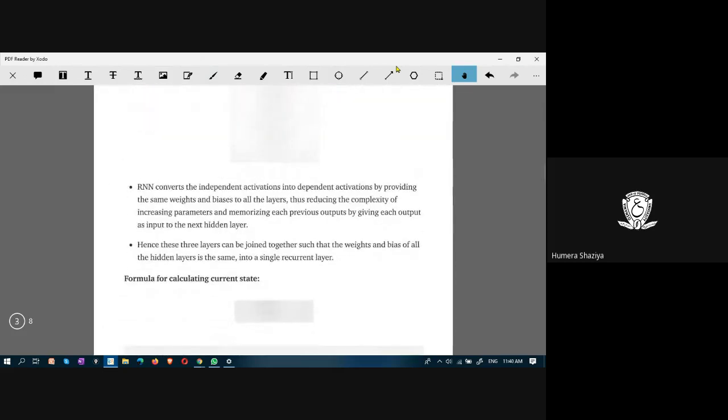And working of RNN converts independent activations into dependent activations by providing same weights and biases to all the layers. It has got same weights, and it reduces the complexity of increasing parameters because weights are shared, whereas in CNN weights are not shared. Every node has a separate weight to every other node to which it is connected.